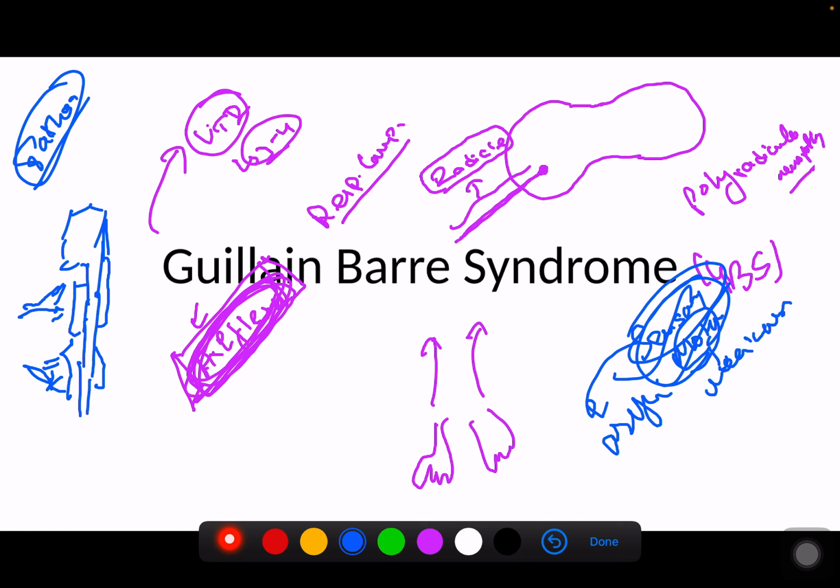Now the most important thing is the treatment. What you need to understand is IVIG. You also have to go for plasmapheresis, and lumbar puncture.